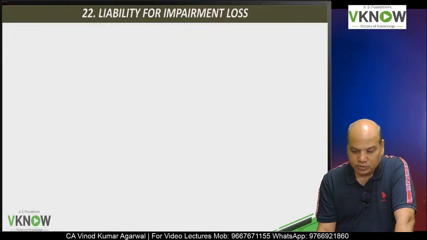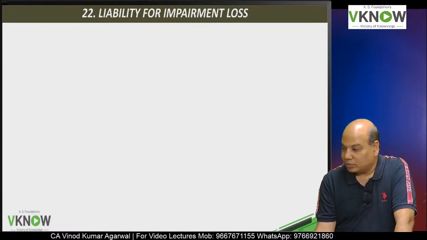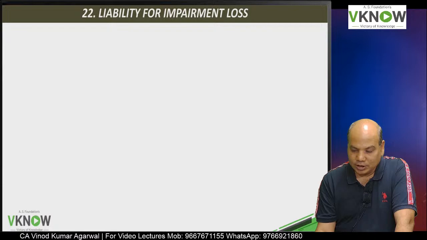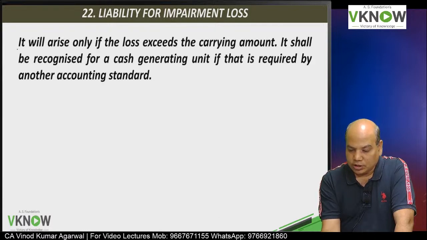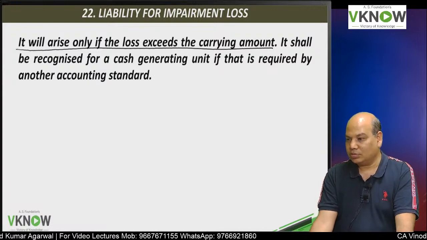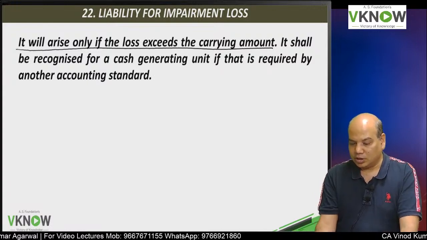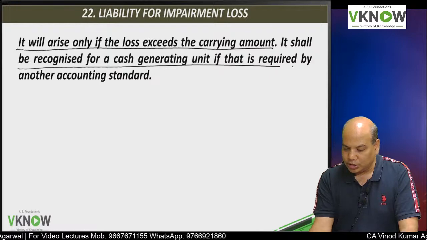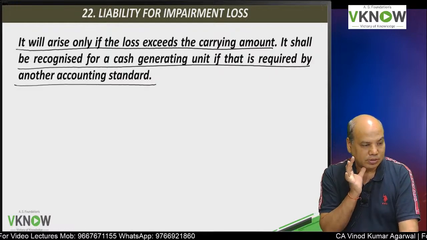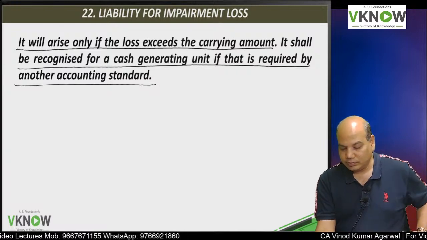Come to paragraph number 22. Liability for impairment loss. Liability for impairment loss will arise only if the loss exceeds the carrying amount. It shall be recognized for a cash generating unit if that is required by any other accounting standard. Oh my God, what is that?